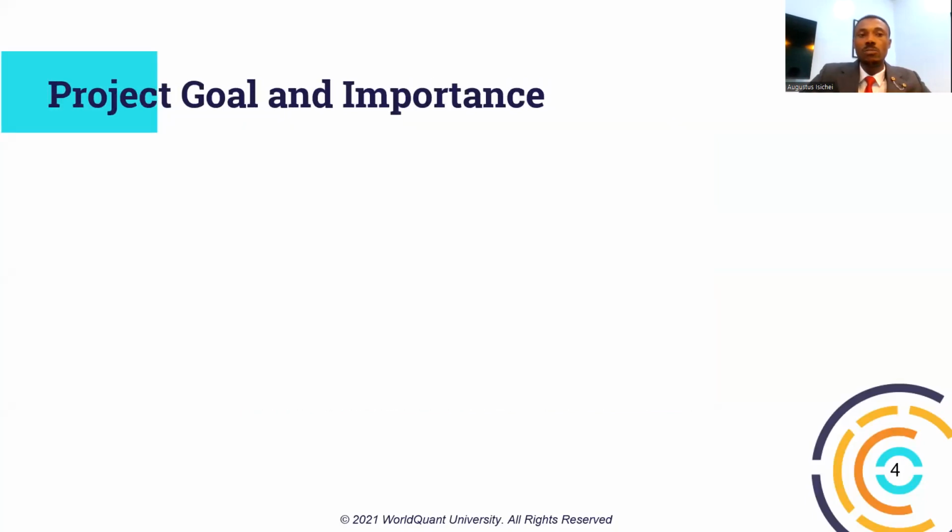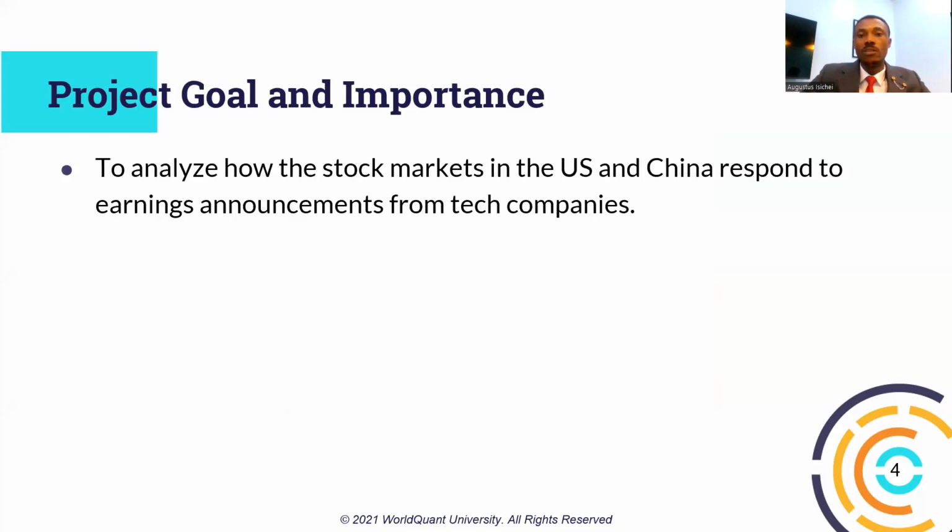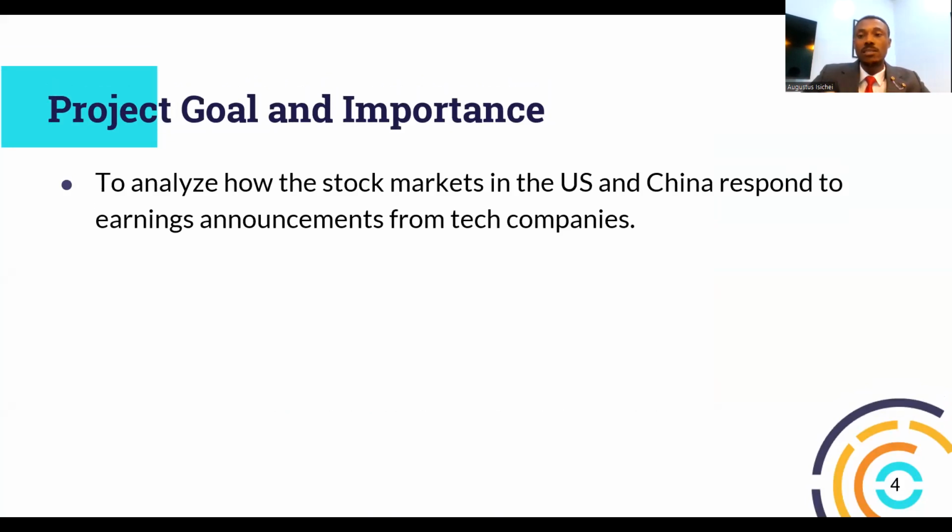And I would like to begin with the project goal and importance. The goal of the project is to investigate the statistical characteristics of market reactions to earnings announcements of tech companies in the US and China, and evaluate the market efficiency hypothesis in these markets. The project aims to provide insights into the efficiency of the US and China stock markets, as well as the factors that drive market reactions to earnings announcements of tech companies.